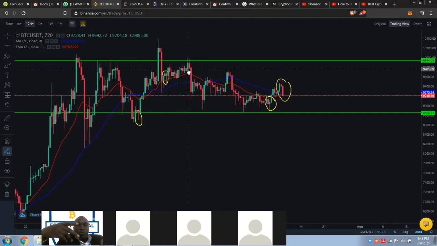Number two, when you see the moving averages following each other in the pattern of the smaller one being above the bigger ones, and the bigger ones below. So the 50 moving average, 21, and so on. So that is an uptrend. So here is an uptrend.